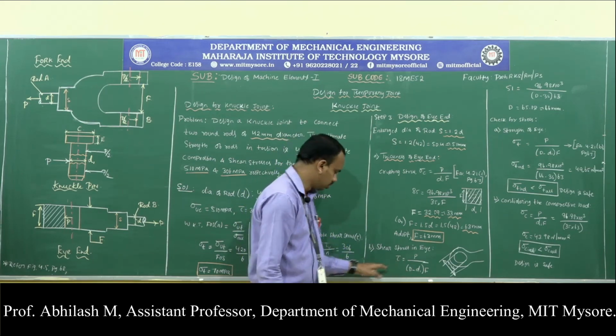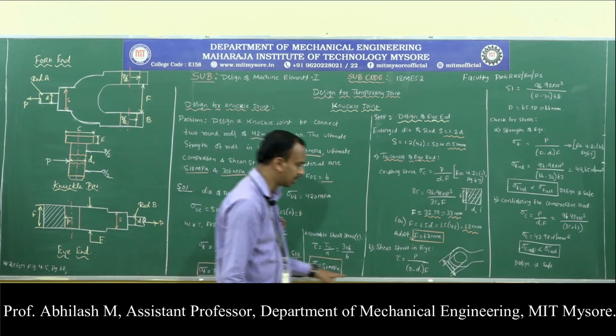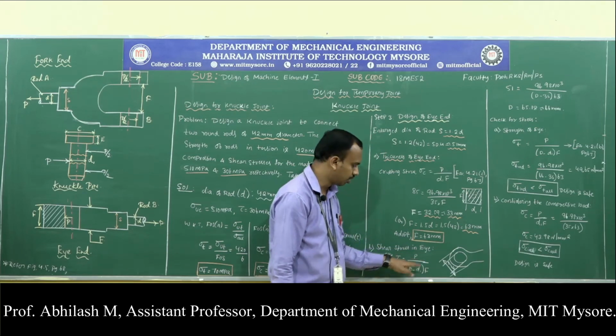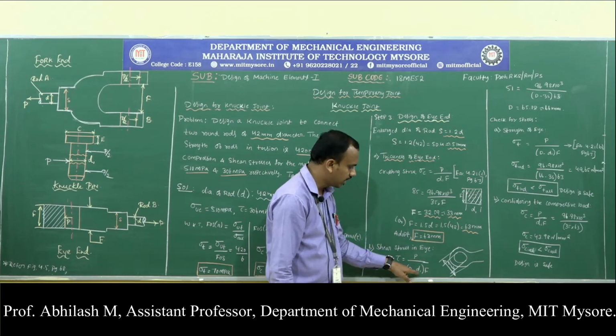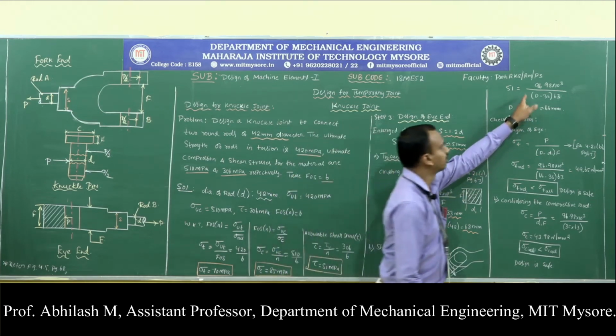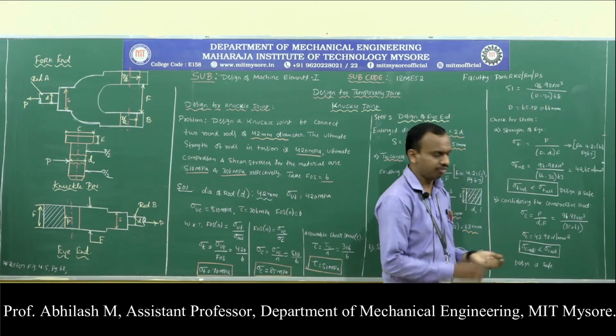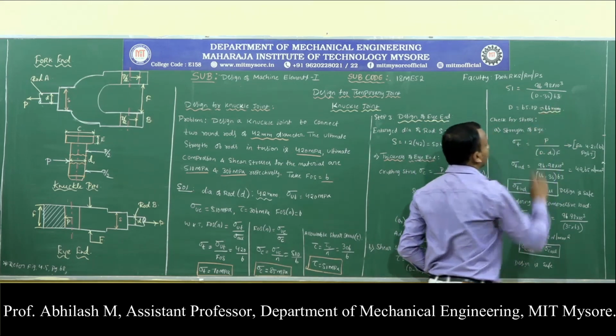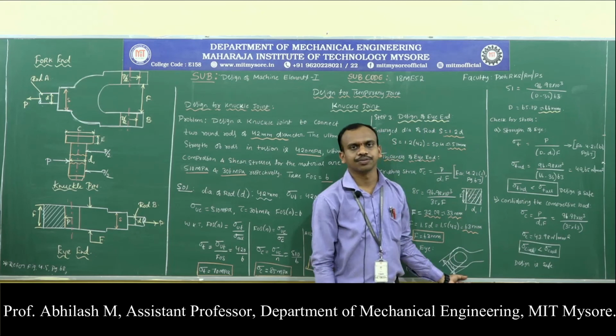So the tau value given in the problem is 51 megapascal. The load we have calculated previously is 96.980 into 10 to the power of 3. D we don't know. D1 is 35 millimeter, F is 63 millimeter. We have substituted all the values and we have obtained the major diameter as 66 millimeter.